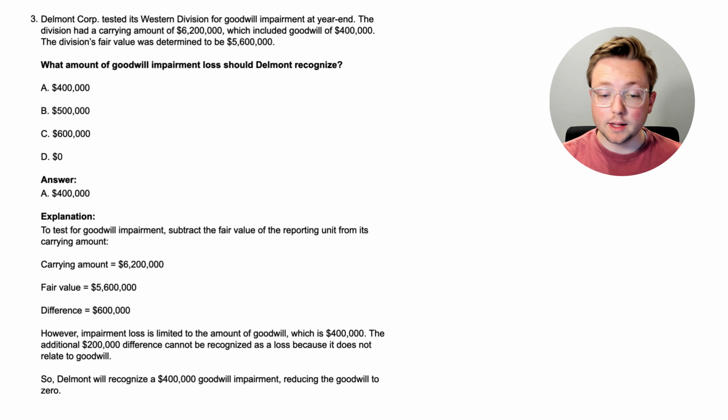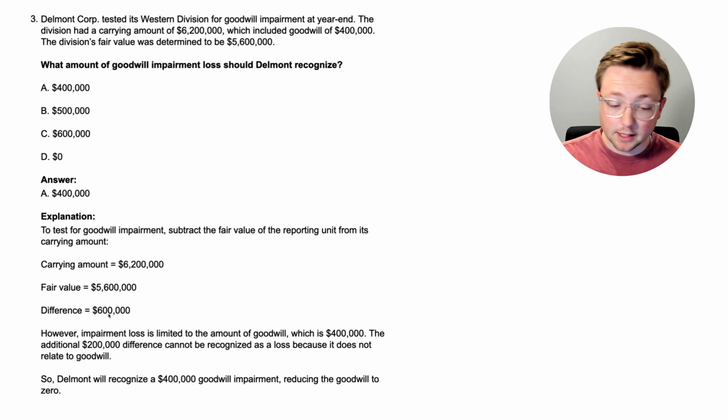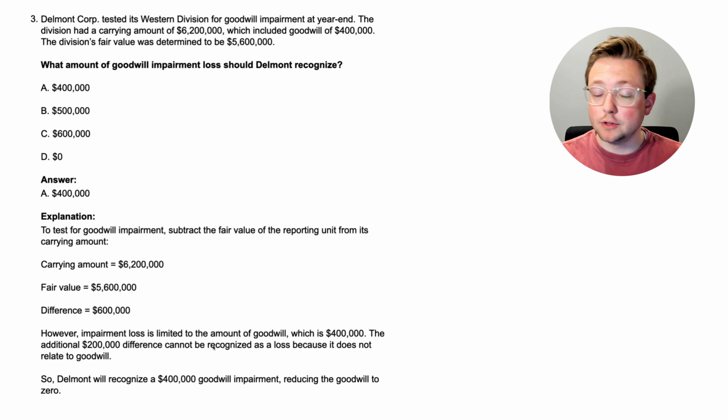To test for goodwill impairment, subtract the fair value of the reporting unit from its carrying amount. Again, super simple. The carrying amount was $6,200,000. The fair value was $5,600,000. So the difference between those is $600,000, just like in the previous question, just with different numbers. However, impairment loss is limited to the amount of goodwill, which is $400,000 in this case. The additional $200,000 difference cannot be recognized as a loss because it does not relate to goodwill.